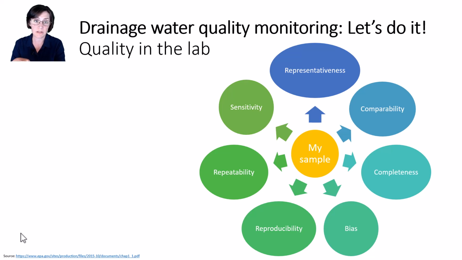Really, the top 5 terms are accuracy, precision, representativeness, because we want our sample to represent the population we're sampling, comparability, because we want our data sets to be comparable to other data sets in terms of the level of quality, and completeness, which relates to how many valid samples we collected compared to how many we planned to collect. We obviously also want to minimize bias, ensure reproducibility between labs and repeatability within our own lab, and pay attention to our equipment's sensitivity or its detection limit.